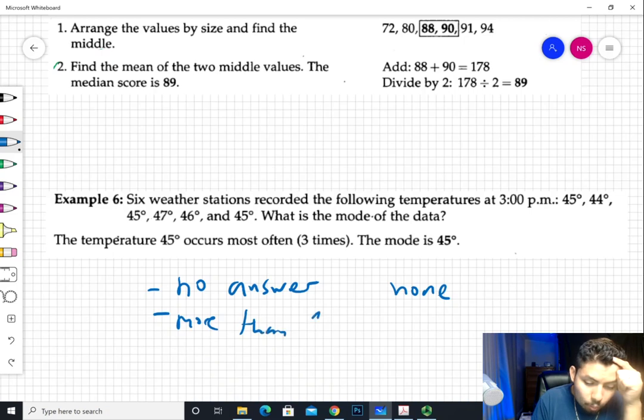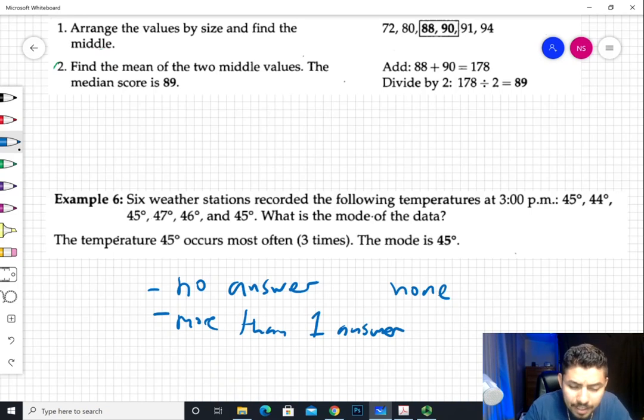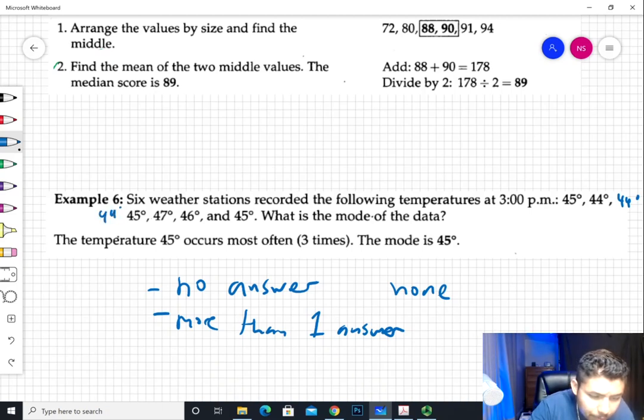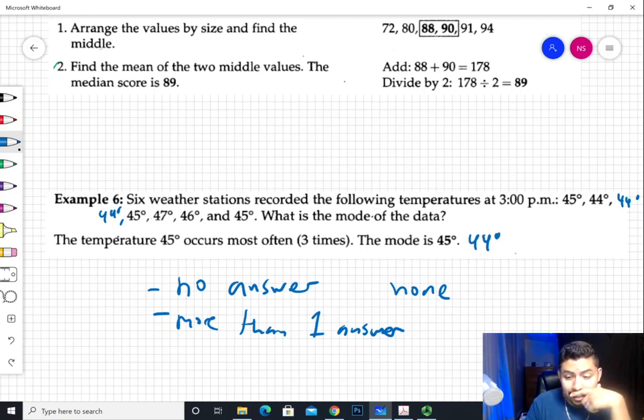more than one answer. So let's just say I added 44 degrees here and 44 degrees there. Now, 45 and 44 are the answers, because both of them popped up 3 times each, right? So yeah, that's the only thing you got to watch out for with mode. It could have no answer, it could have one answer, it could have more than one answer. So just watch out for that.